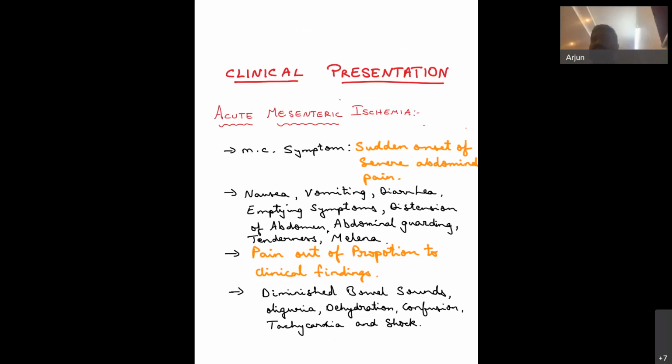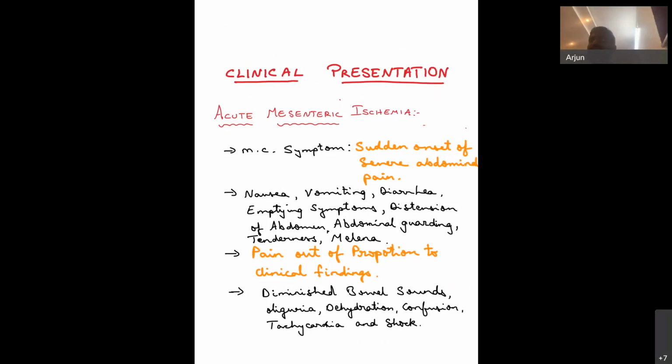Clinical presentation: in patients with acute mesenteric ischemia, the most common symptom is sudden onset of severe abdominal pain. They also come with complaints of nausea, vomiting, diarrhea, emptying symptoms, distension of abdomen, abdominal guarding, tenderness, melena. Here, patients mainly present with pain that is out of proportion to the clinical findings.